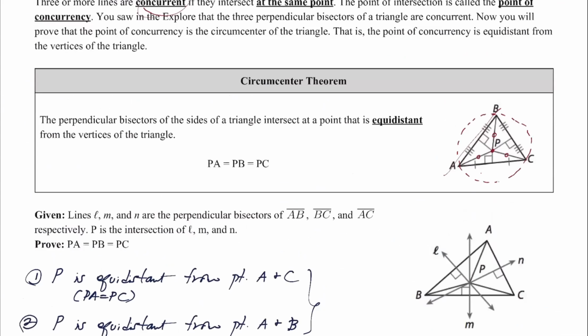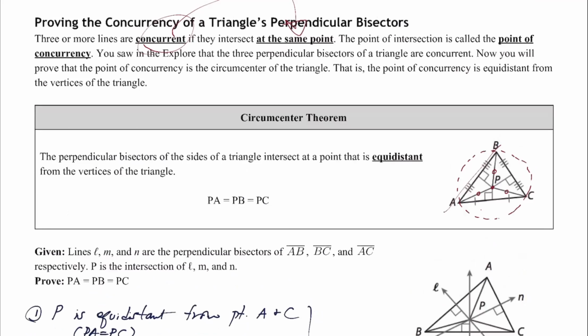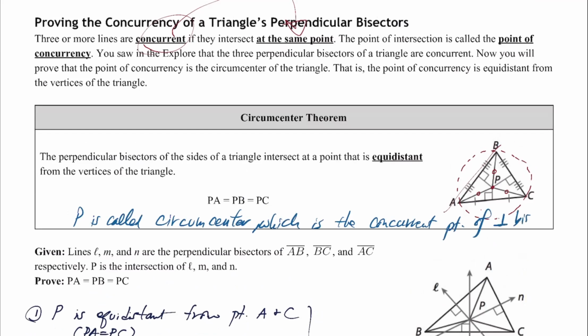So the intersection of all that, we're going to say that P is called the concurrent point of the perpendicular bisectors, which is called the circumcenter. The circumcenter is the concurrent point of perpendicular bisectors. Okay, guys?